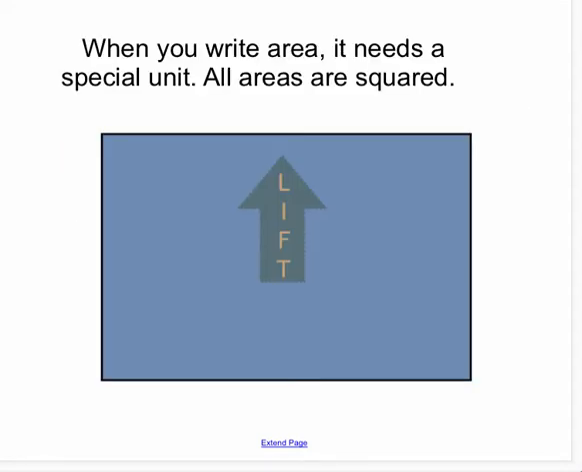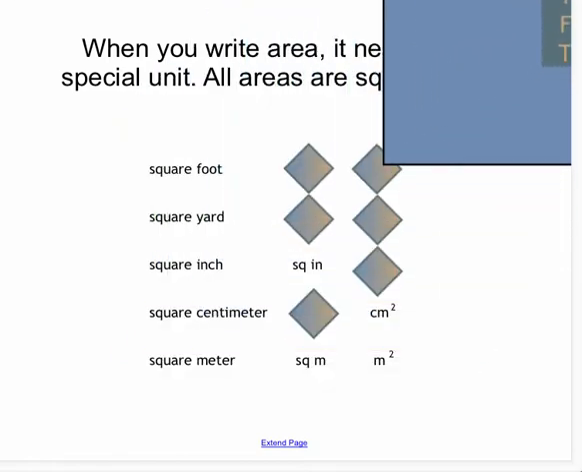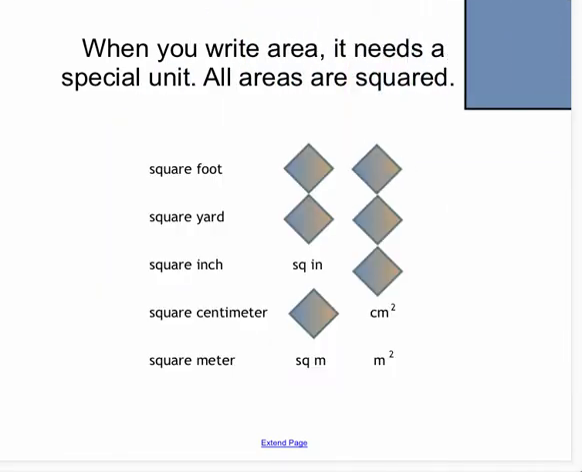Well, you would have to measure. But after you measure, when you write area, it needs special units. All areas are squared. Let me show you some examples. You can measure using a square foot. You can measure using a square yard. You can measure using a square inch. You can measure using a square centimeter. Or if you were measuring a really large area, you could measure using square meters. The important thing to remember when we talk about area is no matter what your unit is, they are always square units.